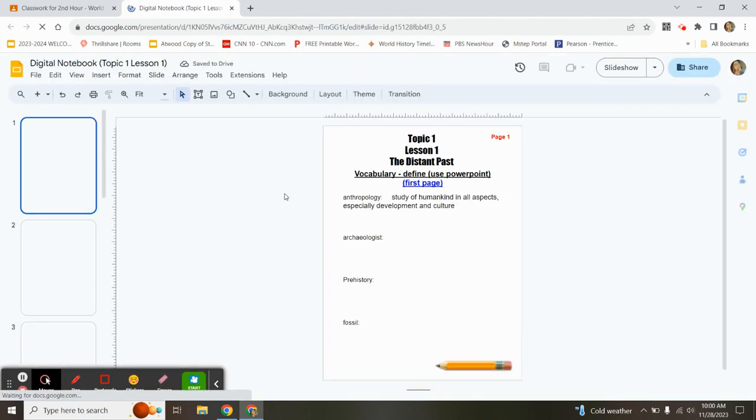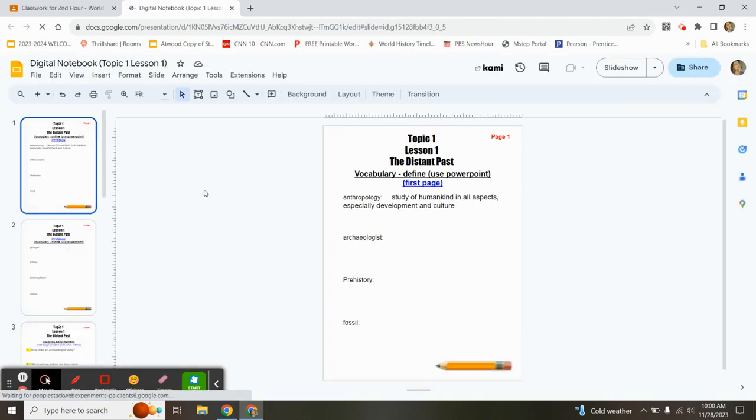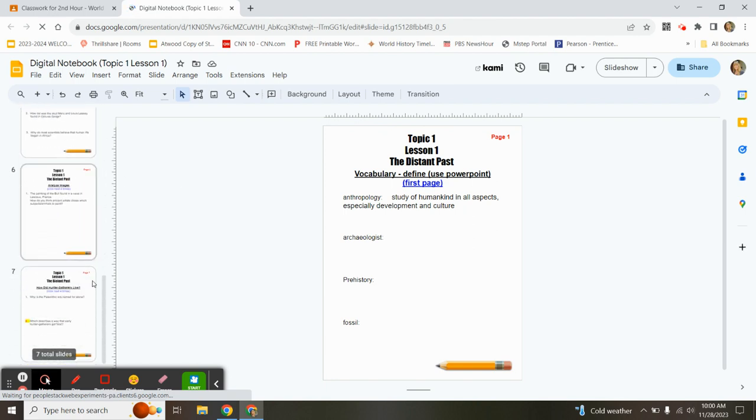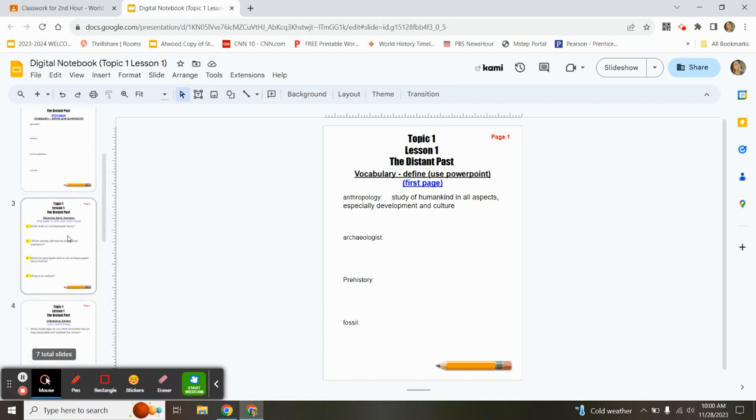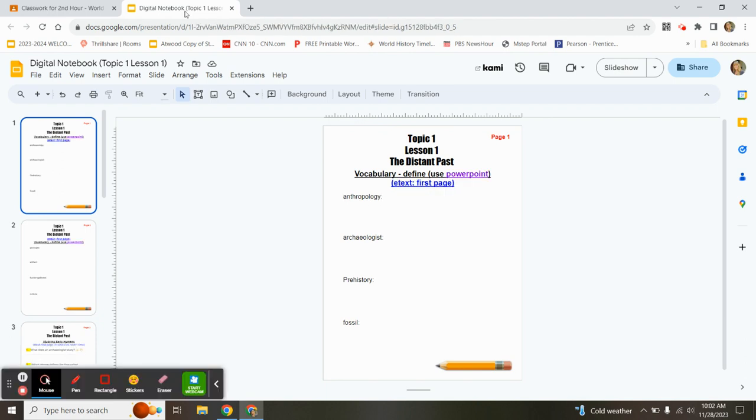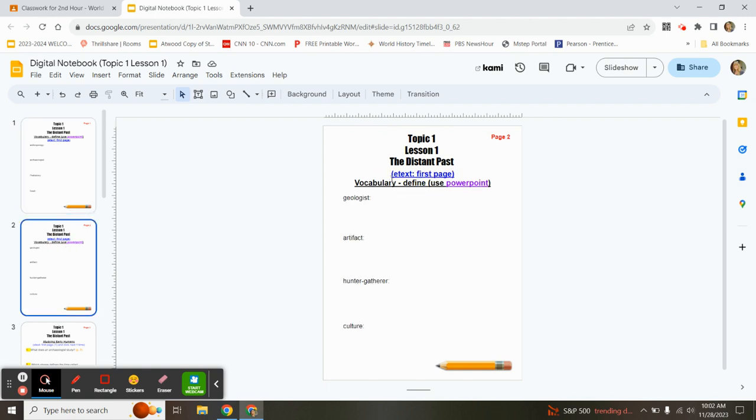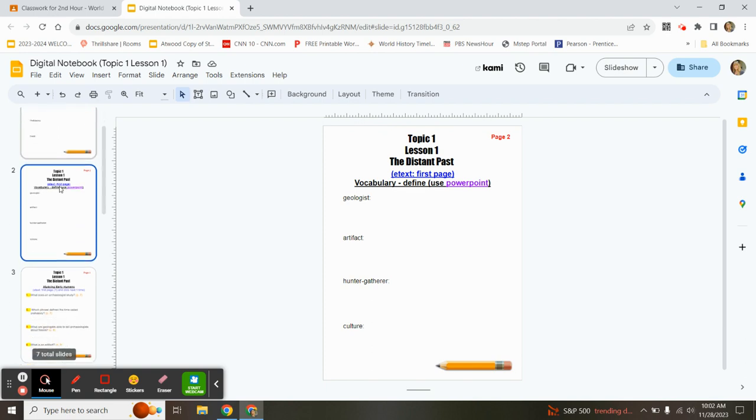Open your digital notebook. Once it is open, you will see it is 7 pages long. We can go ahead and look through this digital notebook. At the top, you will see, I tell you for vocabulary, use that purple PowerPoint to go ahead and get these definitions. If you want to look at the e-text, these words are on the first page of the e-text. So there are your 8 vocab words.